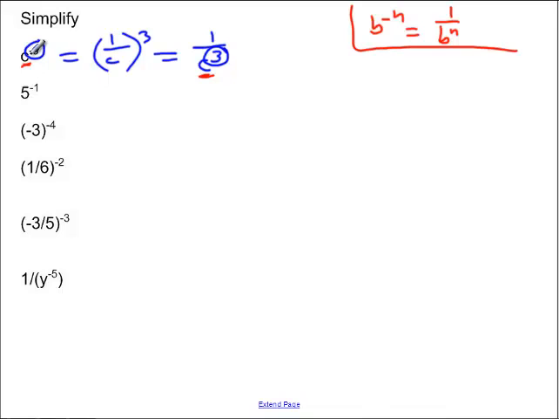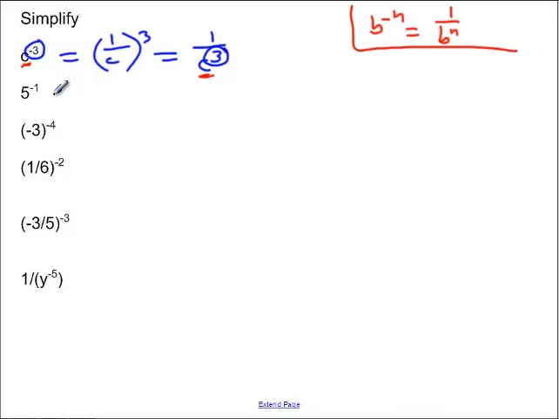So if it flips sides of that divided by sign, then the negative 3 as an exponent becomes positive 3. So let's try this one. Again, pause it at your convenience, go through some of these and see what you can understand.